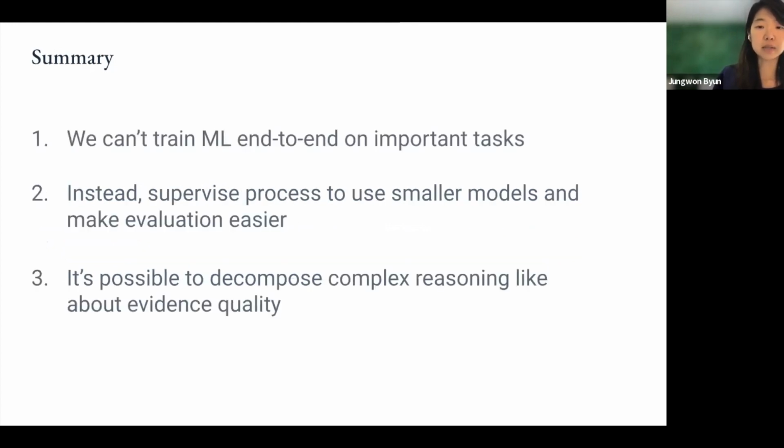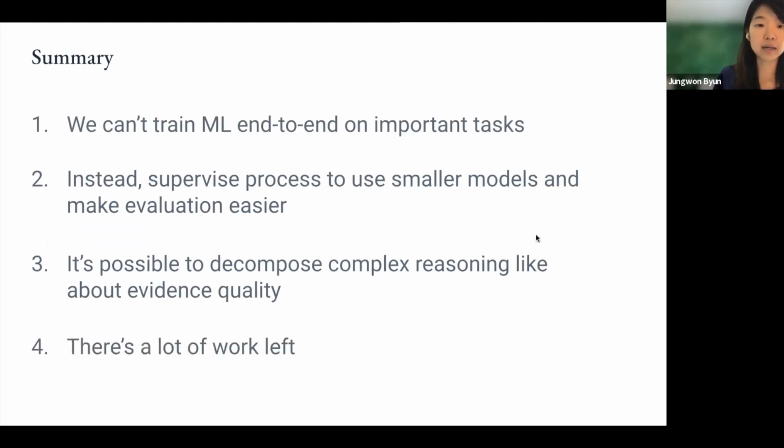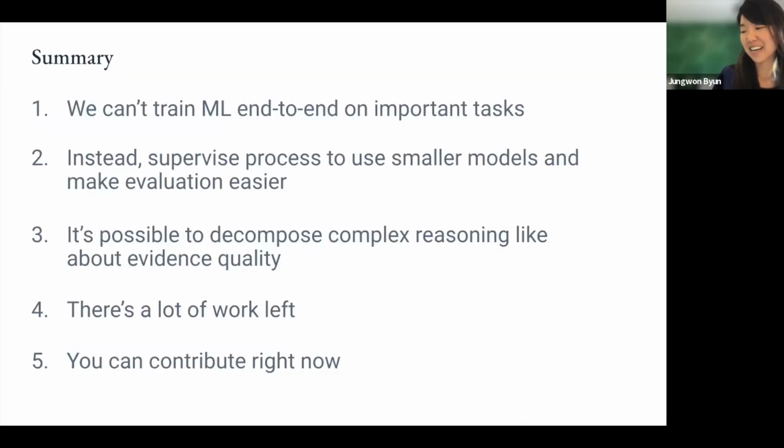It is possible to decompose complex reasoning about things like evidence quality. We're starting to see that with placebo and adherence. It's actually possible to reason in a factored way. There's still a lot of work left, but fortunately, you can contribute right now by starting to play around with the primer and the tutorial and building out decompositions. So that's where we're at.